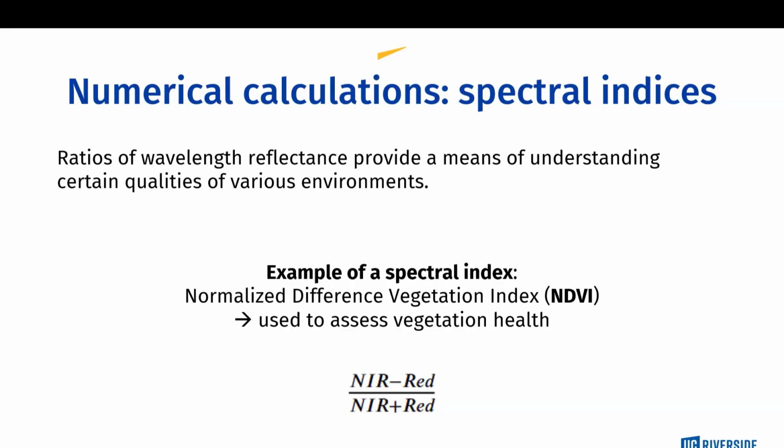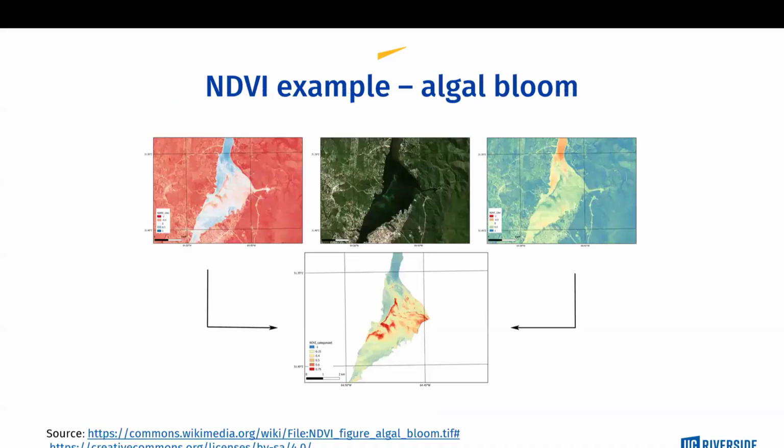If it's NIR, the near infrared, you're subtracting it and adding it to the value in the red band, and that is a great way of assessing vegetation health. And my next slide has an example of that.